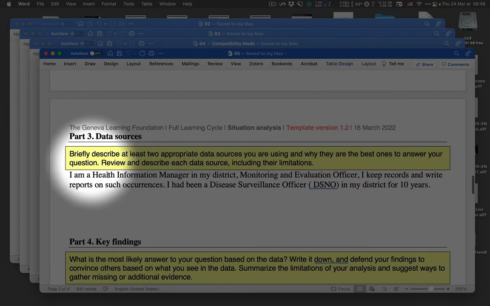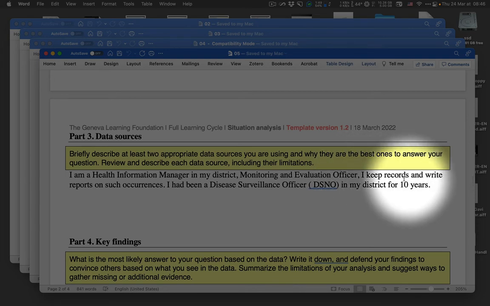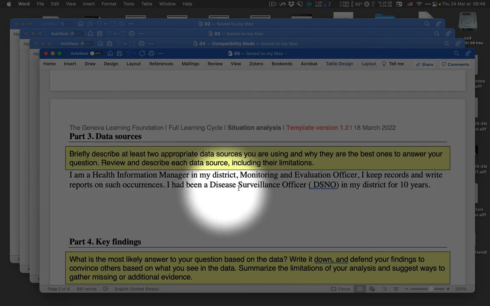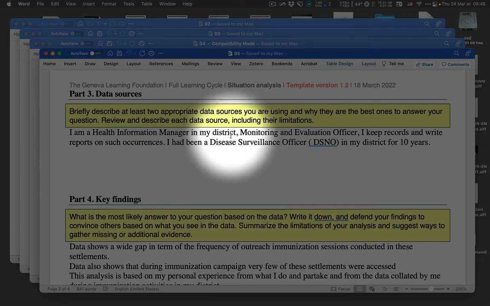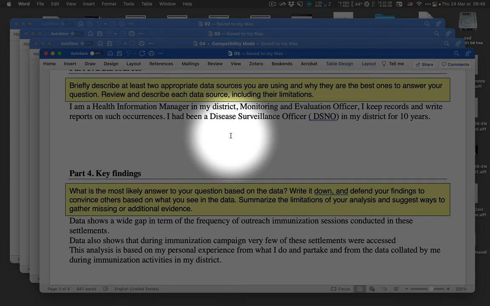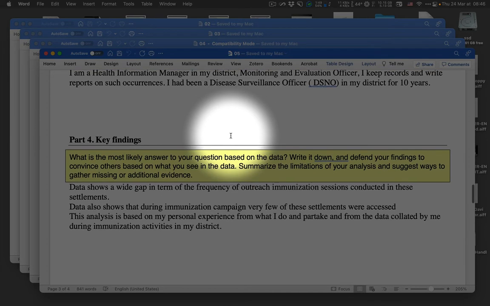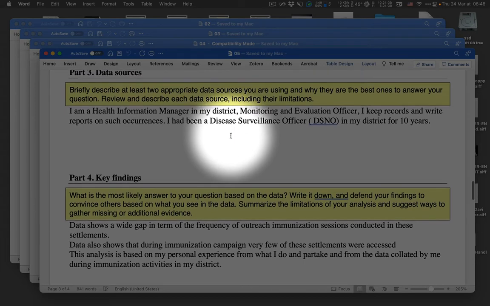Let's see in the data sources. Okay, very good. I keep records and write reports on such occurrences. To me, that's legitimate. Now, it'd be even better to have the actual reports, the actual, cited and so on. But fair enough. If you've been working in this district for 10 years, show us that you know and understand what's going on. It's not only some people have been there for 10 years and maybe haven't been very diligent and don't fully understand the situation. So show us what you know and how you know it. Acknowledge as well what you don't know.